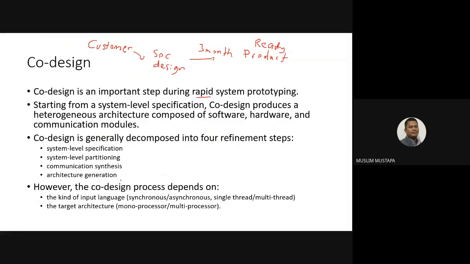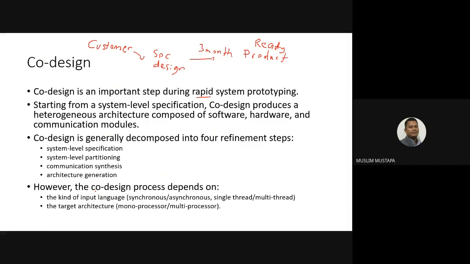However, the co-design process depends on, because like we said, it is a broad topic and there are many ways that we can do it. There are a lot of languages that can be used, and there are a lot of architectures, meaning the processor. For example, we can use a mono processor, meaning only one processor, or a multi-processor, meaning a multi-core processor, a lot of processors.